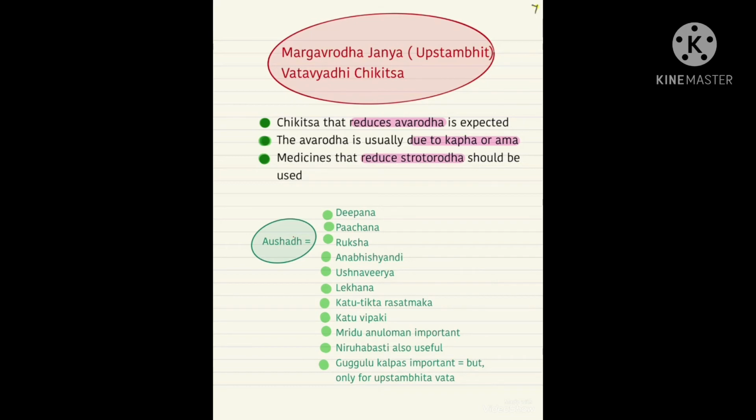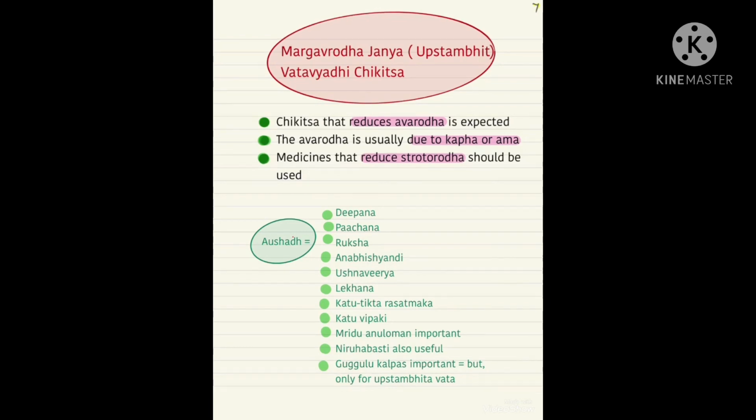The aushadhis that are used should be dipan, pachan, ruksha, anabhishandi, ushnavirya, lekhana, katu tikta rasatmaka, katu vipaki, and mrudu anuloman also should be there, it is very important. And niruha basti can be given. Anuvasan basti is not to be given, niruha basti is given. And gugul kalpas are very important, but only for this upastambhit vata. Gugul kalpas are not used in the nirupastambhit type.